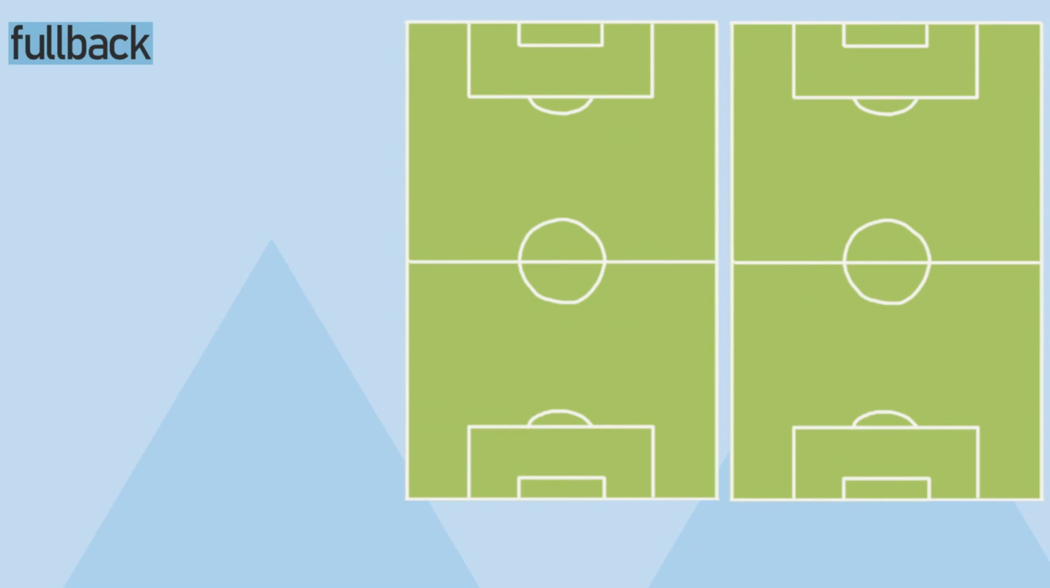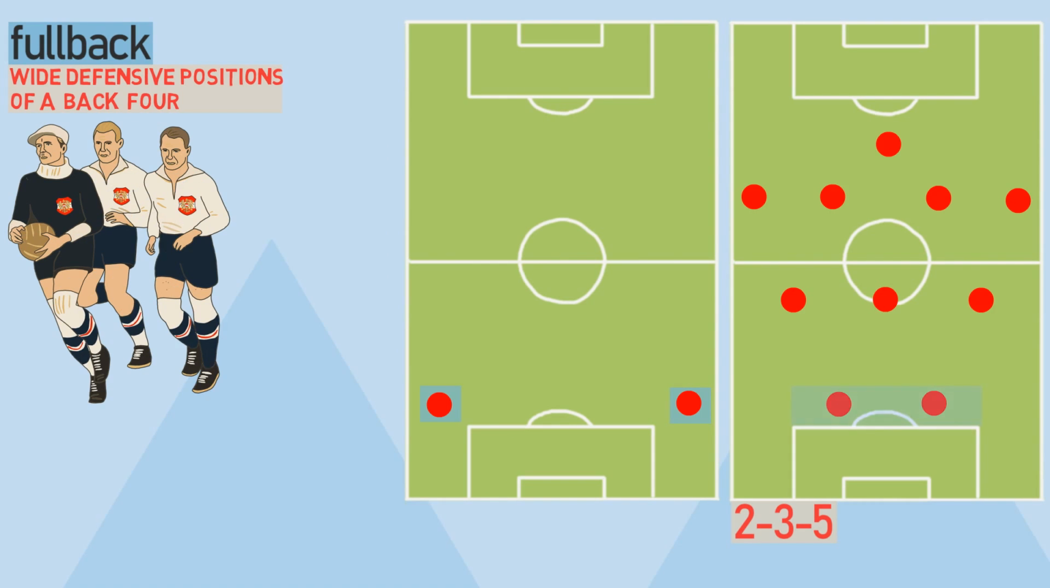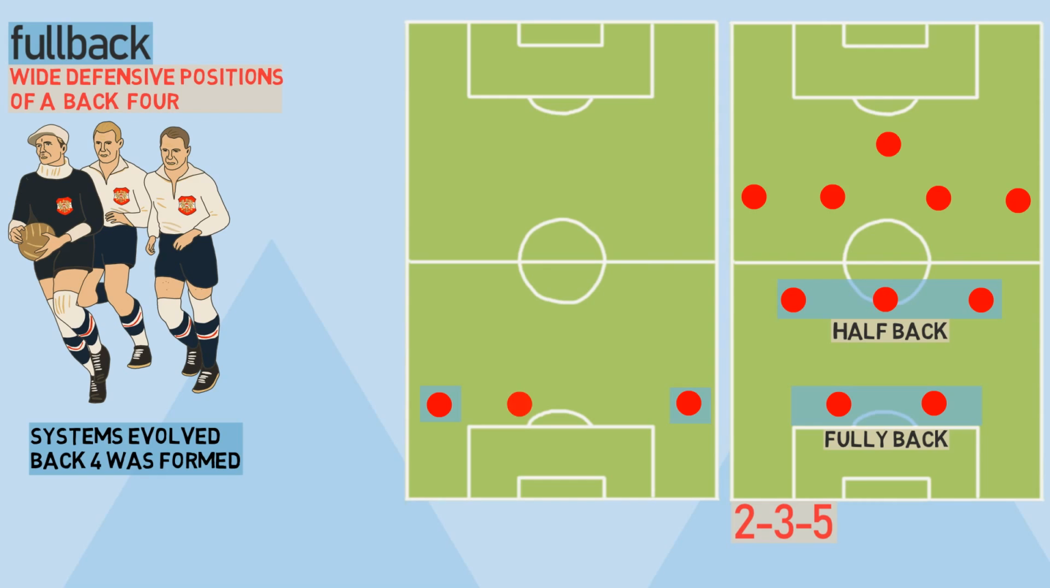A fullback occupies the wide defensive positions of a back four. The term originally comes from the 2-3-5, where the fullbacks were the two deepest positions defensively, closest to the goalkeeper. They were fully back, as opposed to the halfbacks who occupied the next line. As the systems in football evolved and the back four was formed as a defensive unit, these outside players retained their name and their numbers.